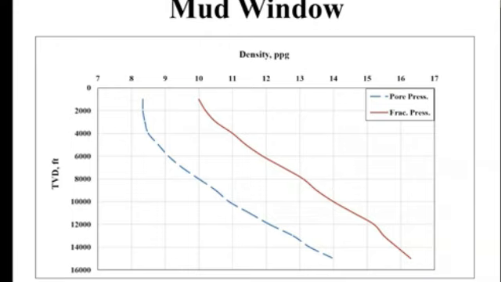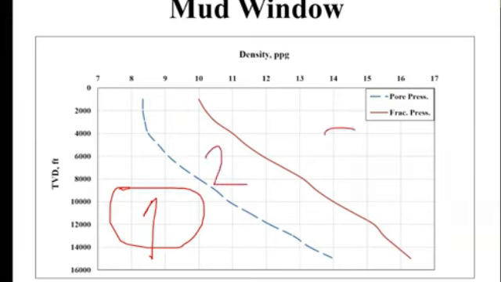So this area is area number one. Let's call it area number one. And this area, we call it area number two, and this area number three. Let's say out of these three areas we have, which one is the desired one for us during drilling operation.